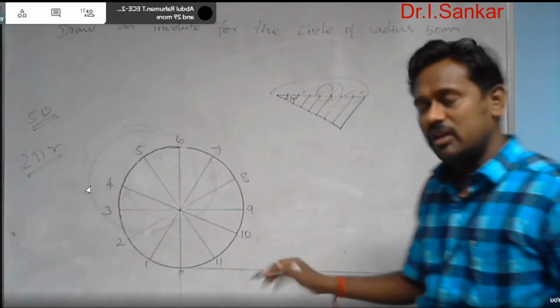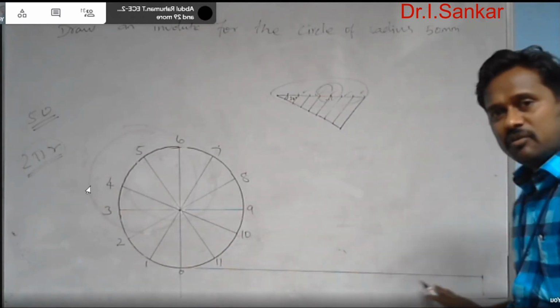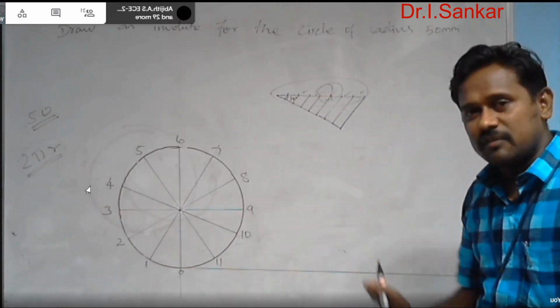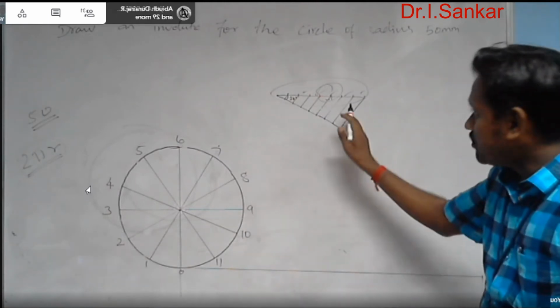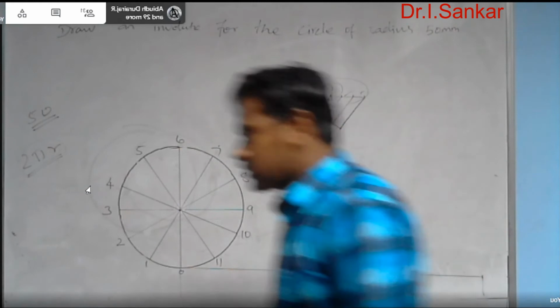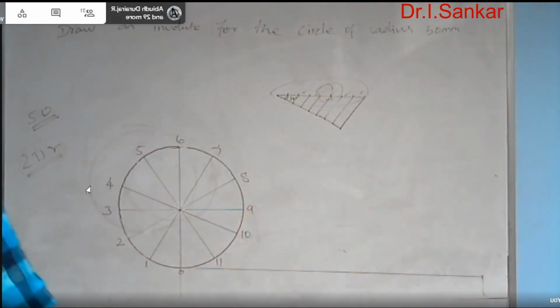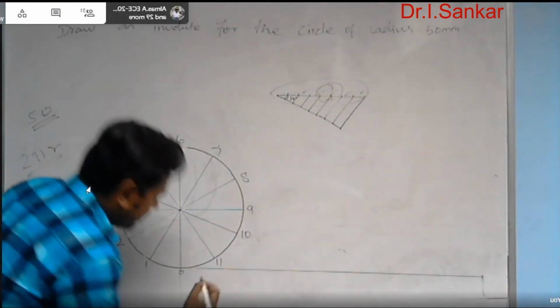So in the same way, here also I have a line which is equal to the circumference of the circle, and I need to split it into 12 equal parts. The same pilot line method you can use here. So in this way, you can split it into 12 equal parts. Here I am roughly splitting it, okay?